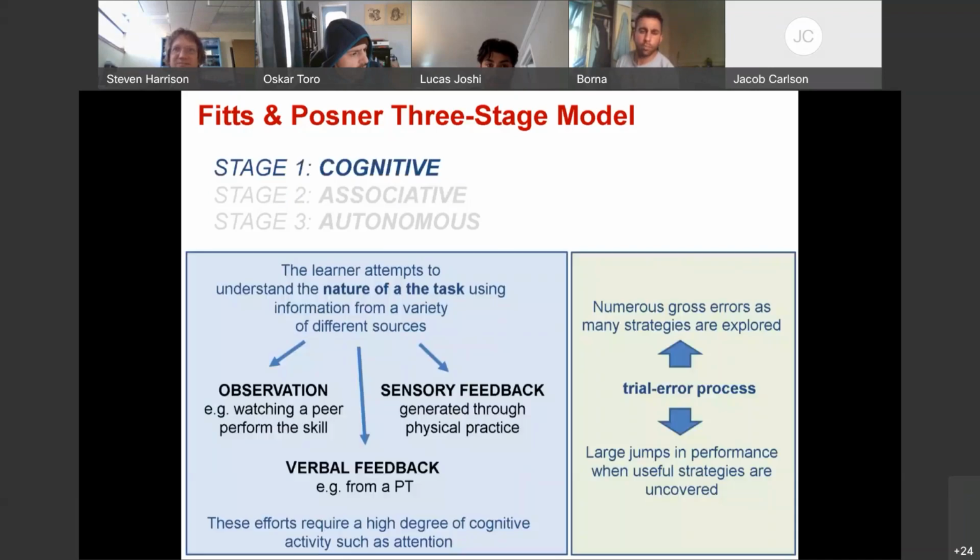Dr. Harrison, in that model, does proprioception fall under the sensory feedback? Any type of perceptual information can fall under this. Okay, it's just confusing, I think, because we generally have considered proprioception as cognitive? Sorry, say that again, Bonner. It's just confusing because I never associated proprioceptive sensory as something that's cognitive.